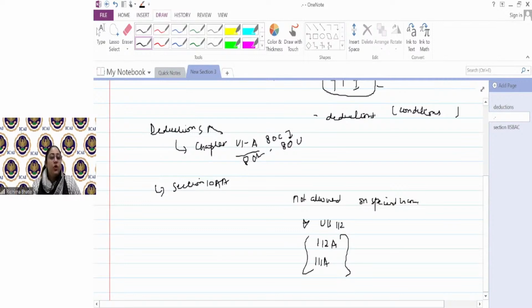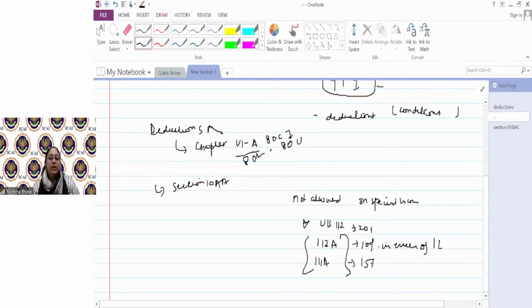So on both of those, long term and short term, you will not get deductions, because these are taxed at a special rate: 10% in excess of 1 lakh, this one is taxed at 20% and this one at 15%. Also, in general, if you can remember, on special rate income you never get deductions.